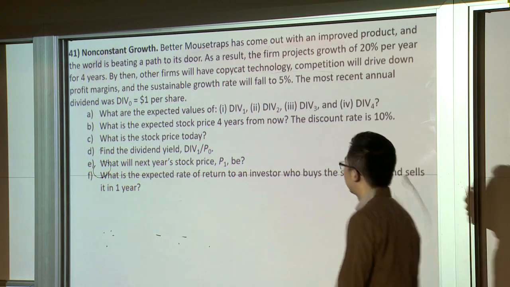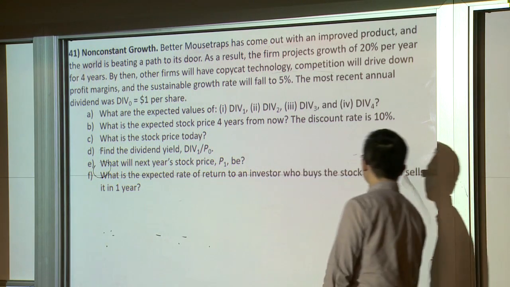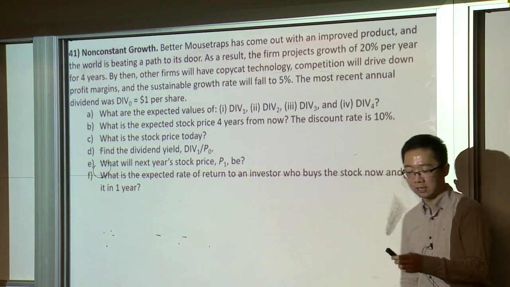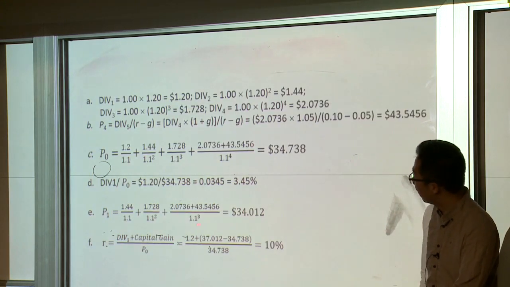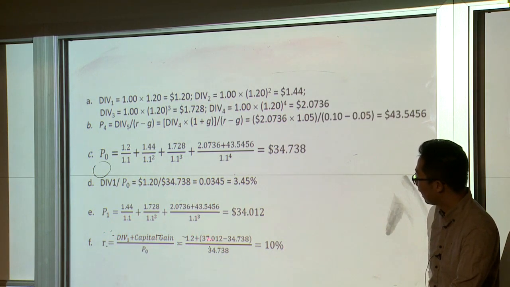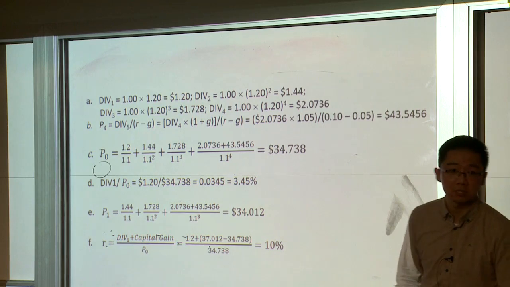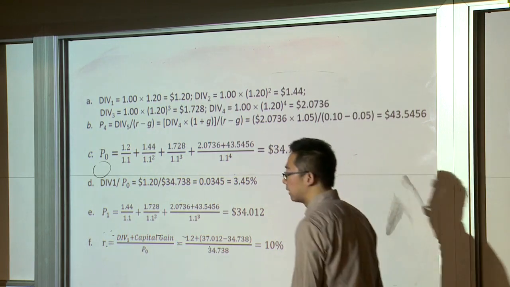And what is the expected rate of return to an investor who buys the stock now and sells it a year later? Two parts, the dividend part and the capital gain part. And the capital gain is the change in price. All right, guys.